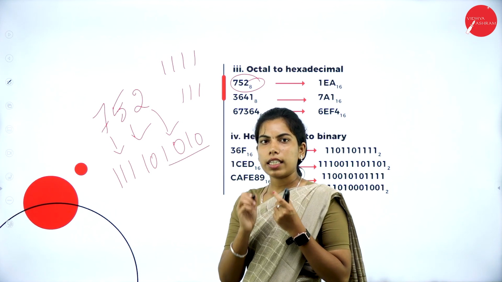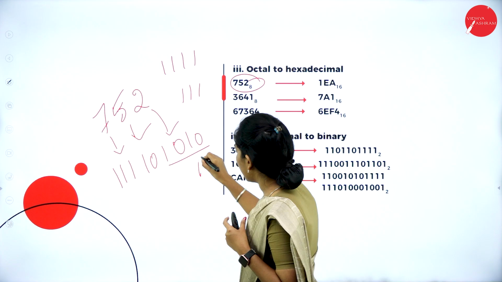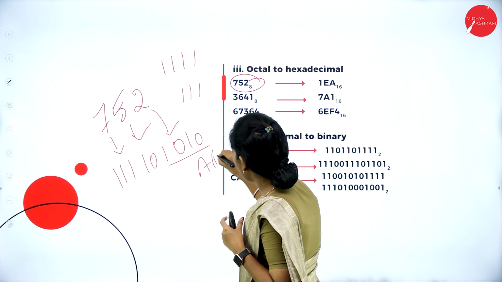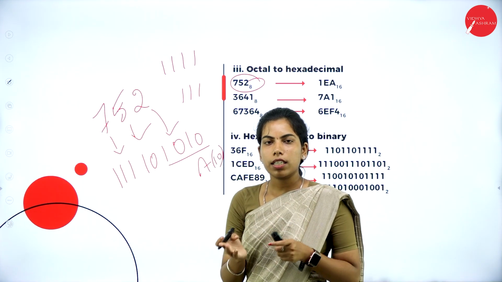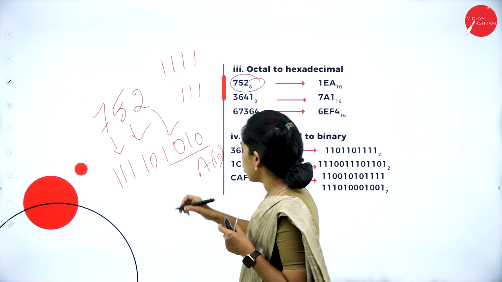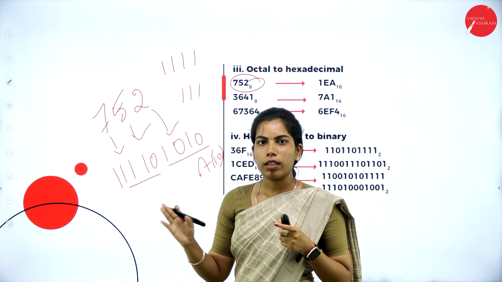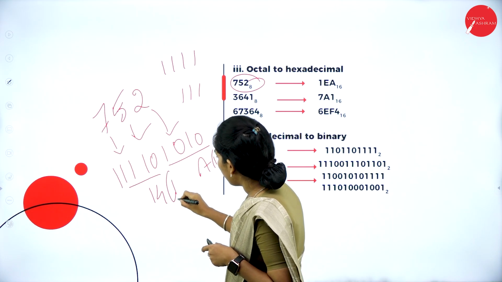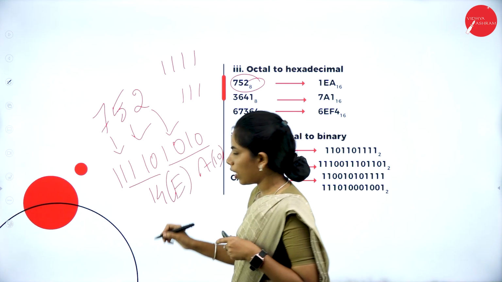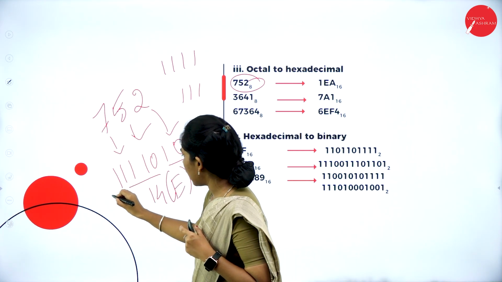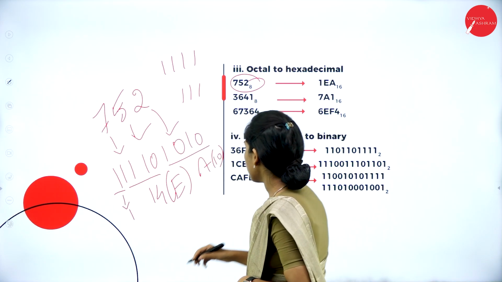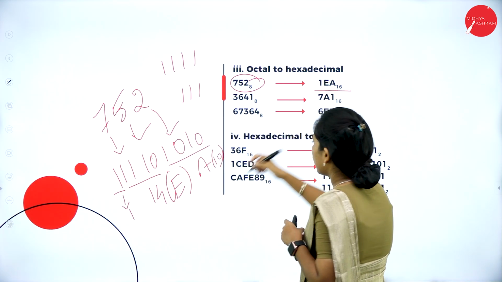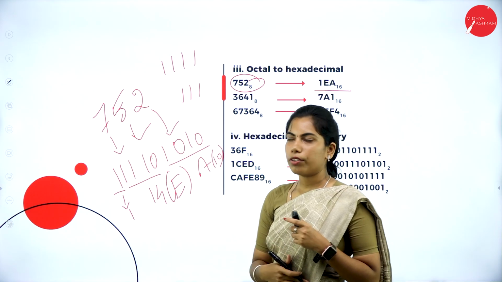1010 means 10, which in hexadecimal is represented as A, right? Then the next 4 bits, 1110, is 14, which can be written as E in hexadecimal. And the last one is 1. So that's why 1EA. Got it? This is how you have to convert.